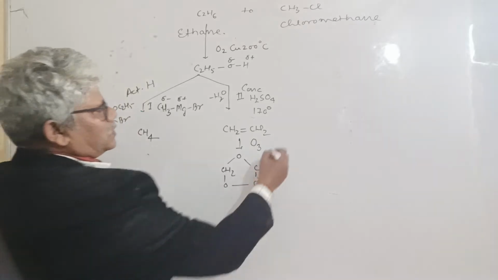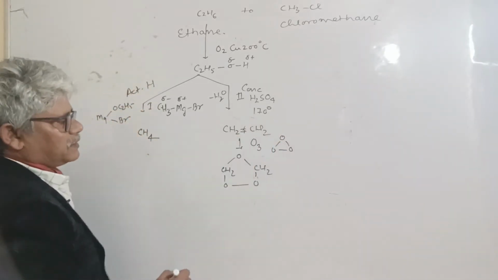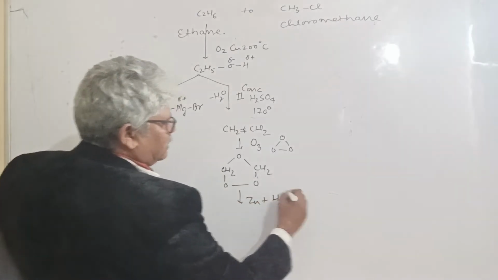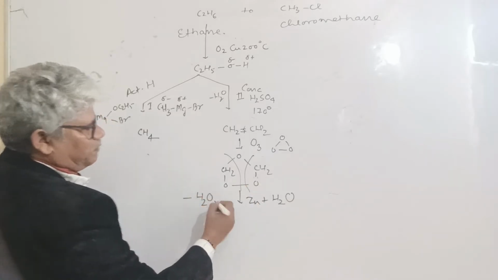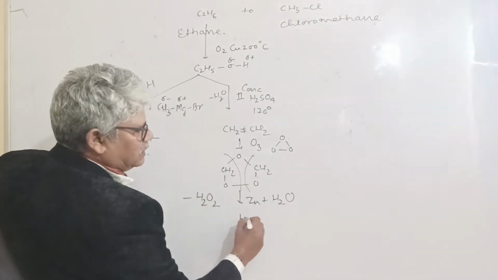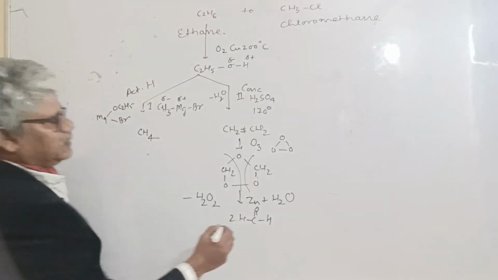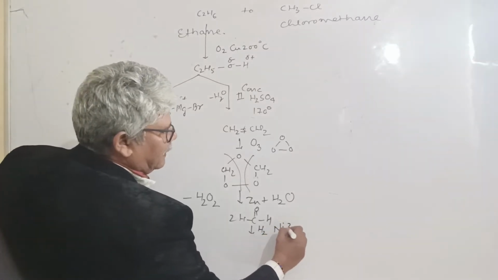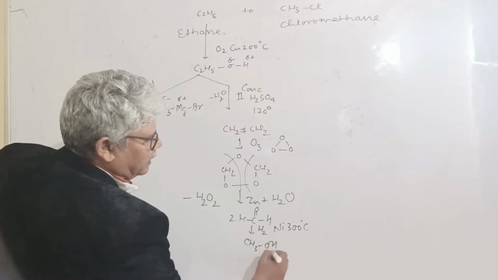Ethylene ozonide looks like this, and both the bonds are clean. And when you further reduce it with zinc and hot water, both these bonds break, resulting in formation of peroxide and methanal, 2 moles. Now this methanal can be reduced in nickel at 300 degrees centigrade to methanol.